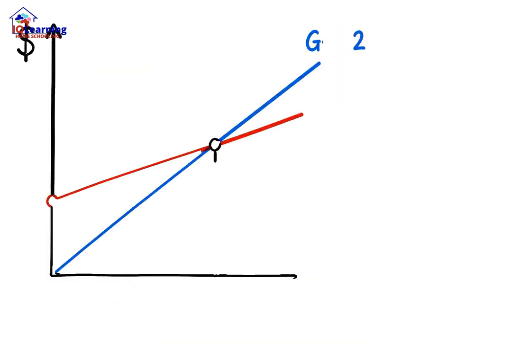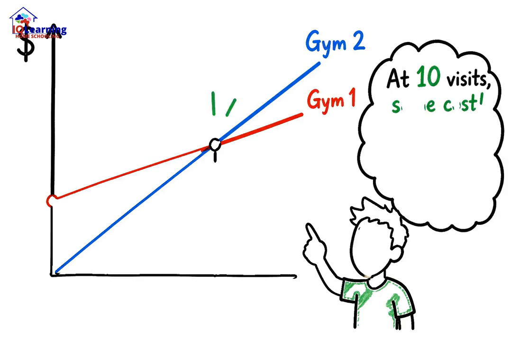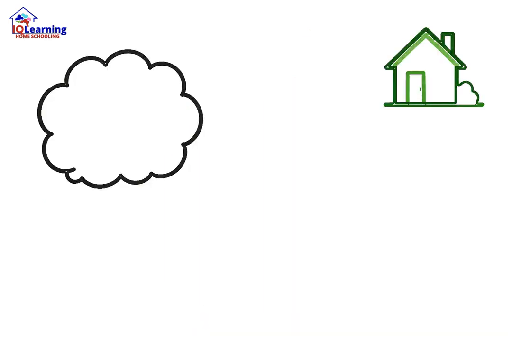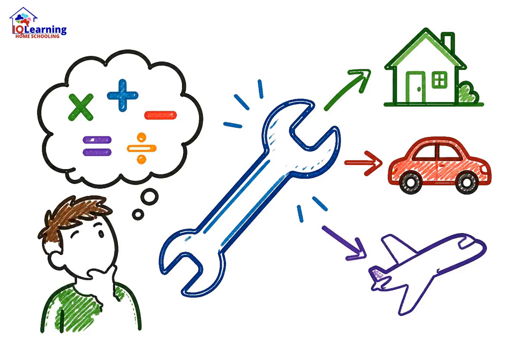That's our answer. At exactly 10 visits, both gyms cost the same. Go more than that and the first gym is cheaper. Algebra just gives you a precise, powerful tool for making real-world decisions.